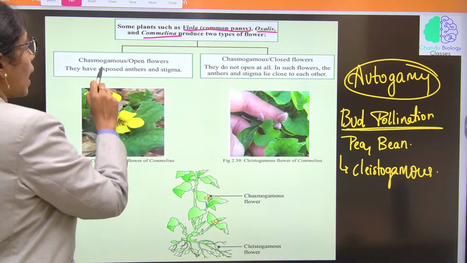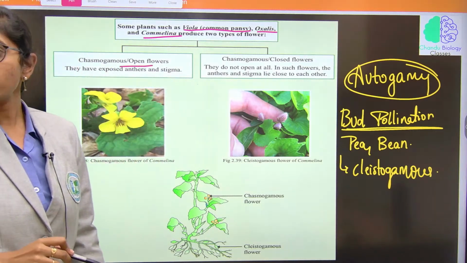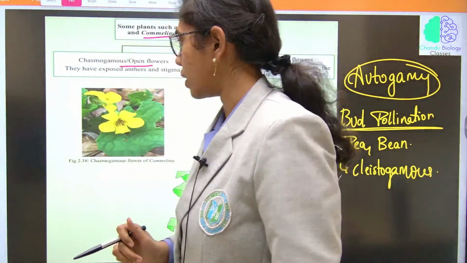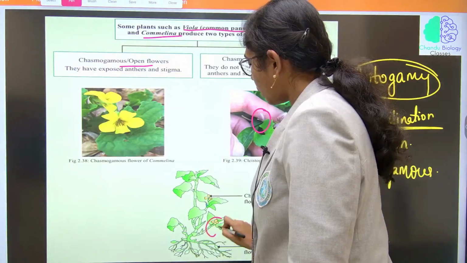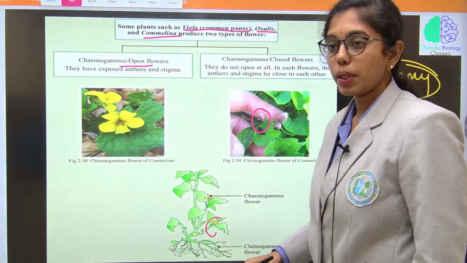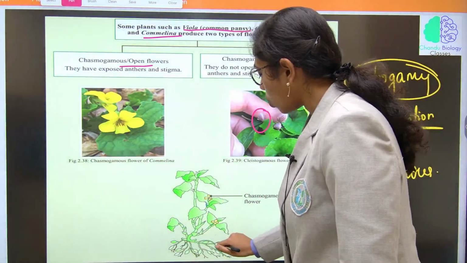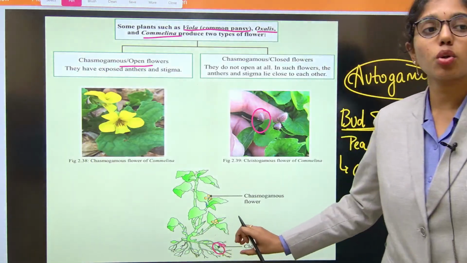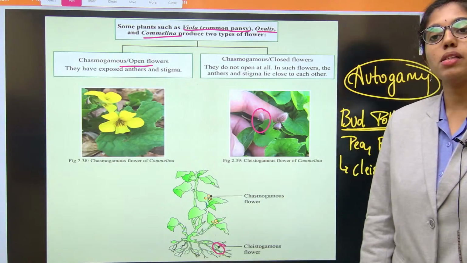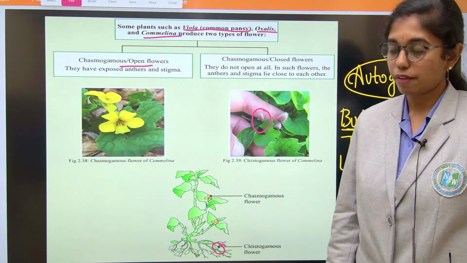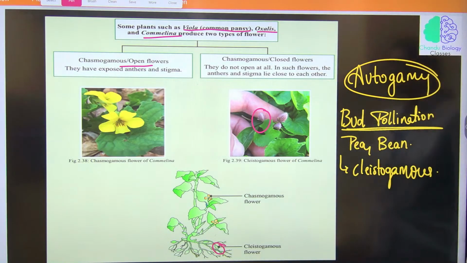Chasmogamous flowers are open flowers, whereas cleistogamous flowers are closed flowers. These closed flowers will be present at the base, whereas chasmogamous flowers will be above. These flowers will not open at all. When the flower doesn't open at all, it doesn't have any other choice, so fertilization happens inside the same flower itself. So, cleistogamous flower is one more prerequisite for autogamy.